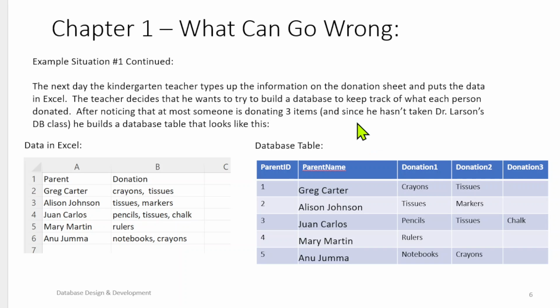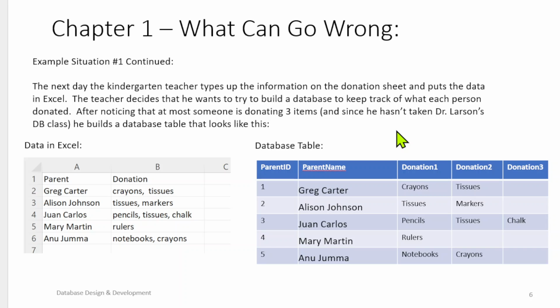But in this situation, the kindergarten teacher takes that list and puts it into an Excel file here on the left. You see they just put the donations all in one box, separated by commas. So you can see Greg Carter's bringing crayons and tissues. Allison's bringing tissues and markers. And they decide, hey, I'm going to stick this into a database table. So they create this database table, and instead of using the commas, they decide, hey, I'm going to make columns for each of the donations.